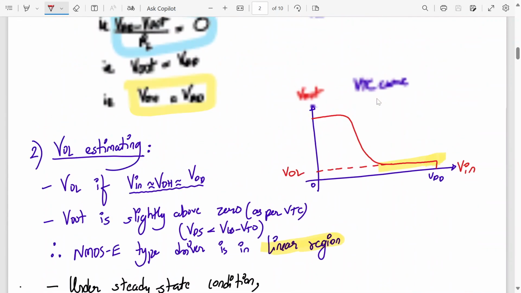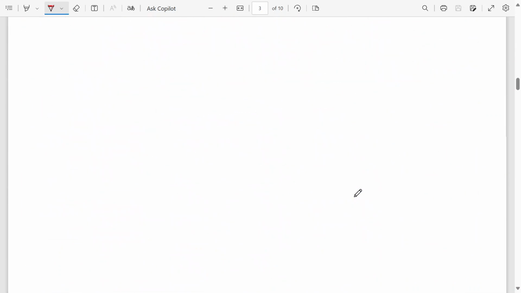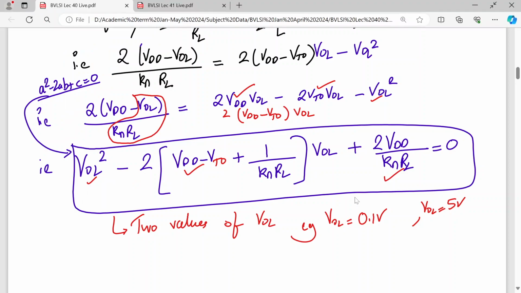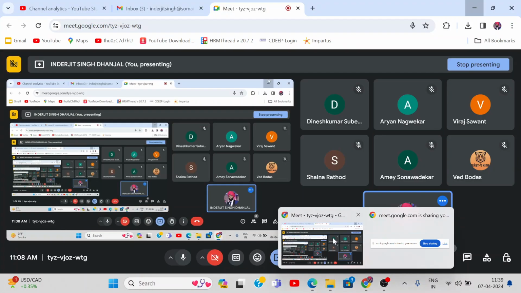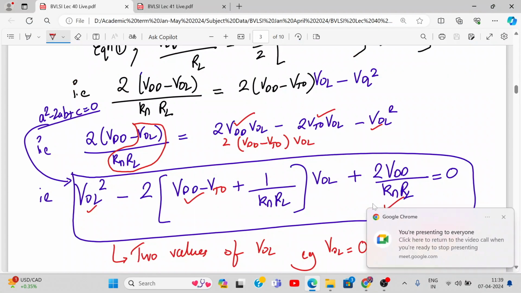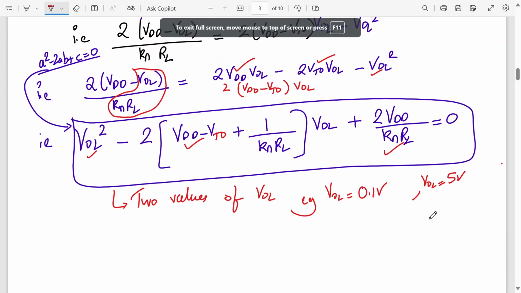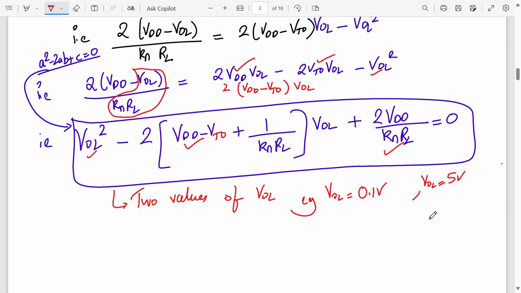VOL in the graph is where? Over here. It's a very small value, about just about 0. So which value will be correct, VOL 0.1 or 5 volt? Quickly tell the answer so that I can proceed ahead. Which value will be correct from the two? VOL should be very, very close to 0, right? So which value is correct? This one, not this one. Okay, so you select this and proceed further.